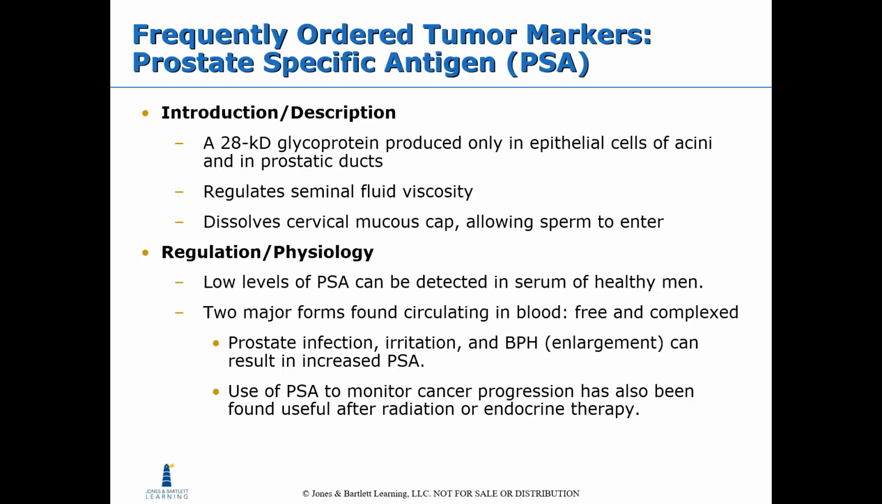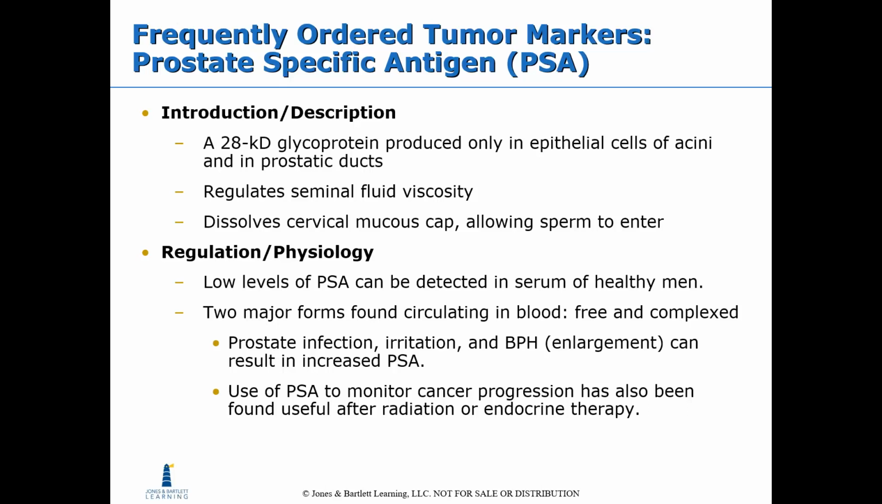Prostate-specific antigen, or PSA. A 28 kilodalton glycoprotein produced only in the epithelial cells of acini and in prostatic ducts. It regulates seminal fluid viscosity and dissolves the cervical mucus cap, allowing sperm to enter. Regulation: low levels of PSA can be detected in the serum of healthy men. Two major forms are found circulating in the blood, free and complex.